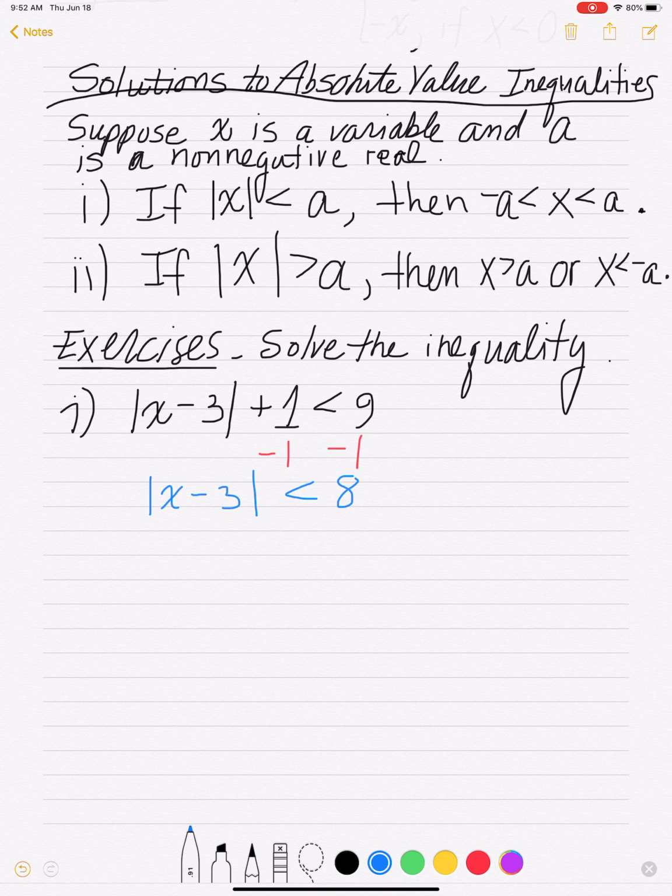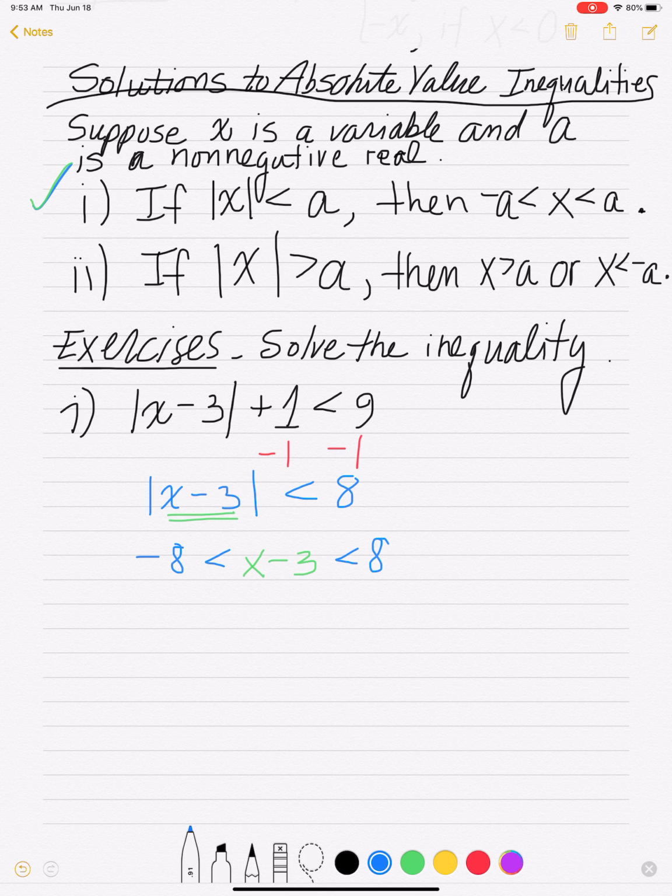So what case do we have? Do we have the absolute value is less than a number, or do we have the absolute value is greater than a number? We have case 1, right? So in that case, you're going to copy down what's inside your absolute value, which in this case is x minus 3. Then you're going to create a compound inequality where x minus 3 is in the middle. x minus 3 is going to be less than 8, and x minus 3 is going to be greater than negative 8. So you always take what's in the absolute value and put it in the middle.